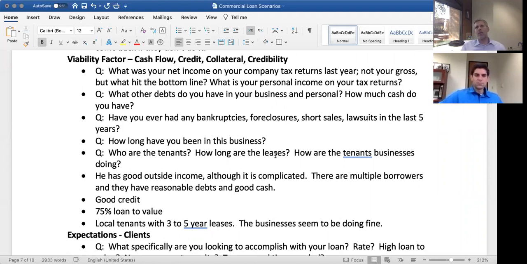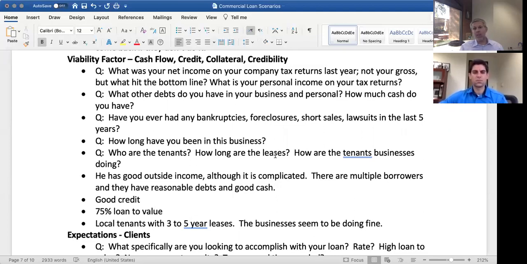Yet I'm trying to find out, okay, got urgency down, got loyalty down, but does the deal make sense? Because it could easily not. We're looking at cash flow, credit, collateral, and credibility. So again, on an investment property, remember that I'm more focused on the NOI than on the net tax return. It could be the tax returns for the property he or she is buying, but remember, we don't have historical information on this.